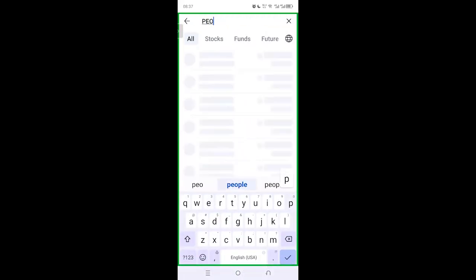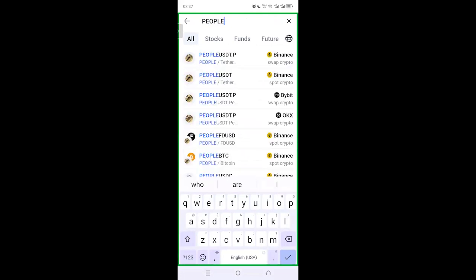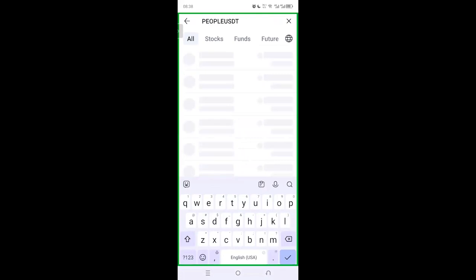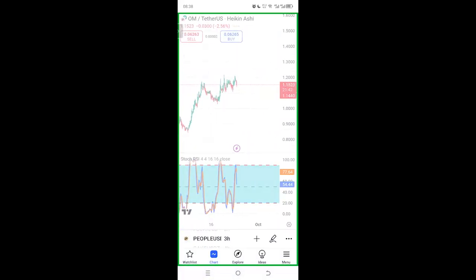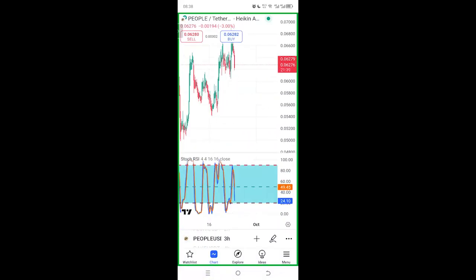I come to people, USDT. If you don't write USDT, other things will come. Then you are able to see that sometimes there are those USDT with P, perpetual like that. And we trade. I use Binance Wallet on spot crypto. You see, this is the people.